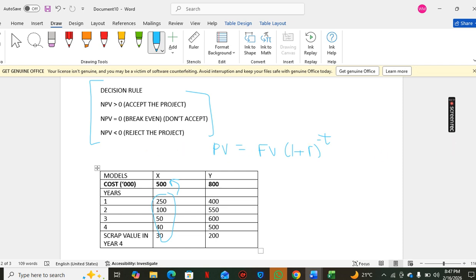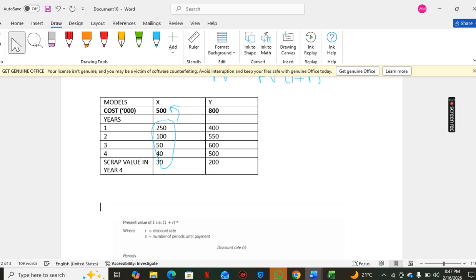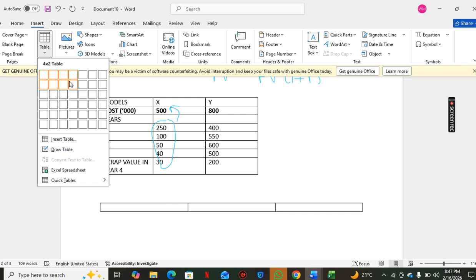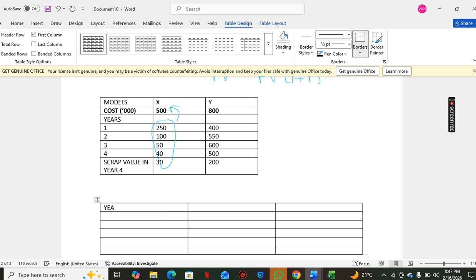Alright, so you can do this in a table form. We can solve this in a table form like this, where you're going to have the year, cash flow, and then you have the discount factor, and then you have the present value.